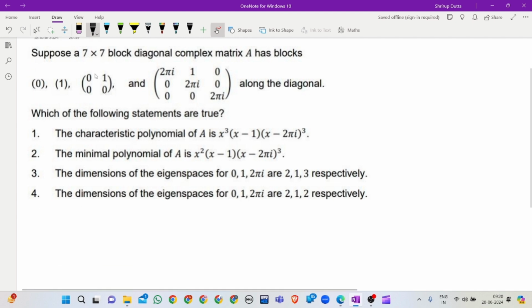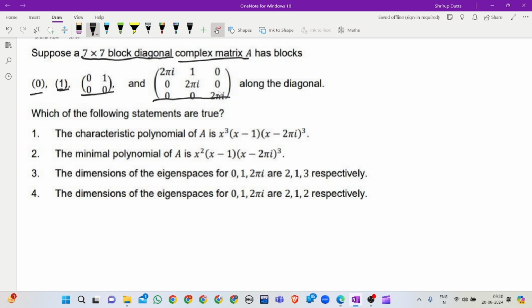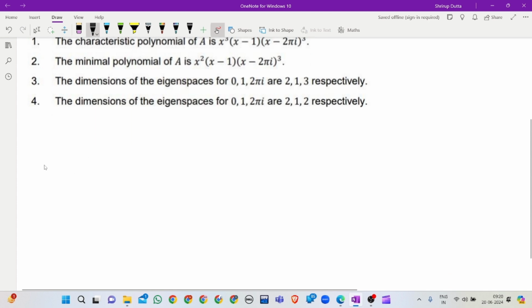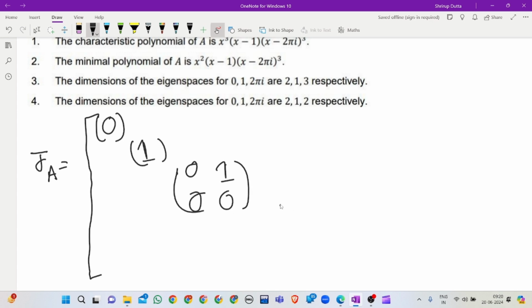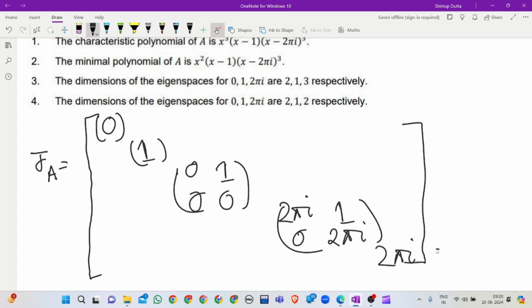It is given that a 7 cross 7 order block diagonal complex matrix A has blocks 0, 1, 0, 1, 0, 0 and this block. Its Jordan canonical form J of A, a 7 cross 7 order matrix, is given with blocks 0, 1, 0, 1, 0, 0, 2 pi I, 1, 0, 2 pi I and 2 pi I, and the other portions are 0.